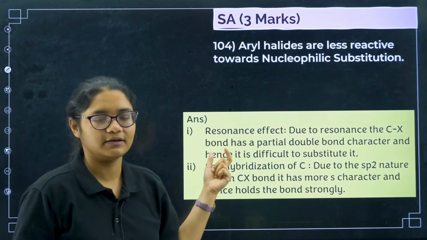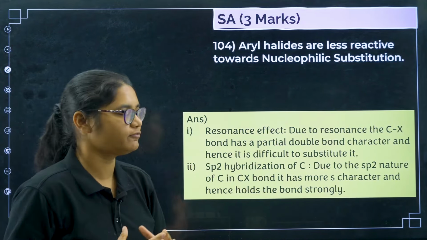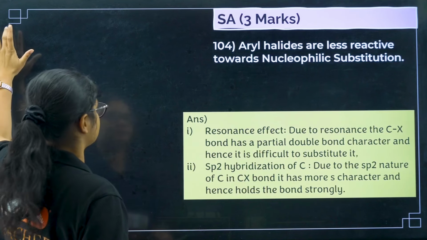So that is first one, resonance effect, and the second one is your sp2 hybridization of carbon. You can write these 2 points and explain it.